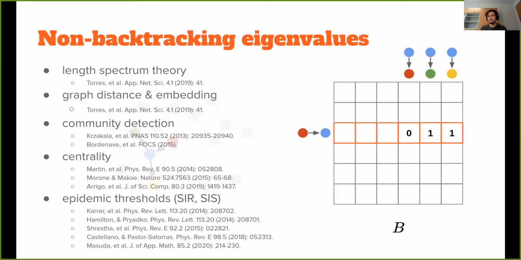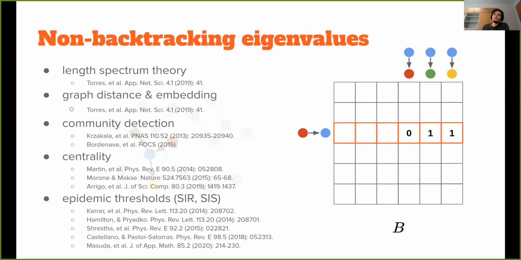For example, it's been shown that in certain regimes, you can use the non-backtracking matrix to perform community detection on the stochastic block model and get better performance than what you would otherwise get using the Laplacian in a spectral clustering way. You can use it to define node centrality and so on and so forth.